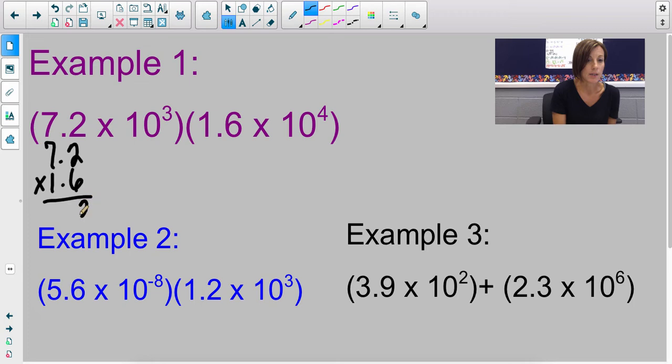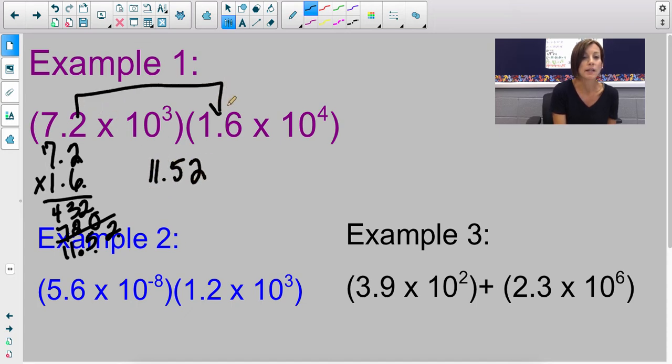Let's see, 12, 42, 43, and then, I'm running out of room. 1, 2 after the decimal point in the problem is 1, 2 after the decimal point in the answer. So we got 11.52 when I multiply my decimals.